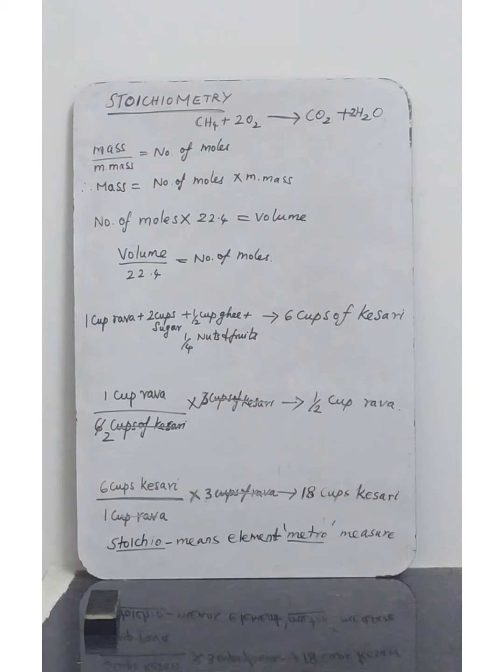Isn't it? Same way, see here, number of moles is equal to mass divided by molecular mass. If the mass of the substance is given and we have to calculate the number of moles, then number of moles is equal to mass divided by molecular mass.